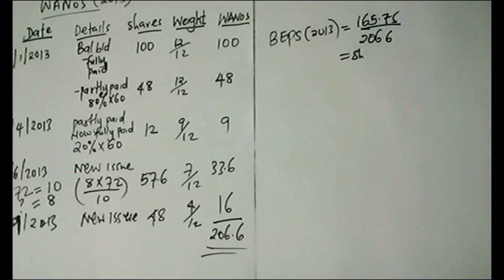So if I take 165.75 and divide with 206.6, I'm getting 0.80. That is 0.80 per share.